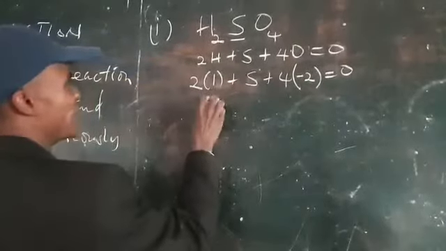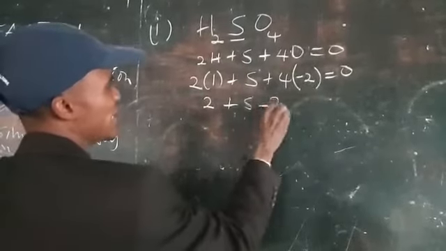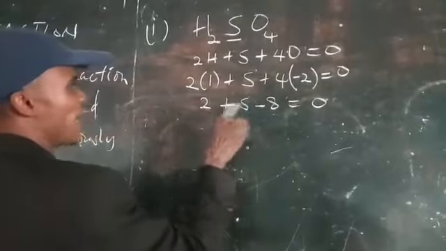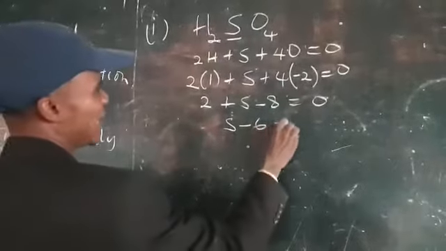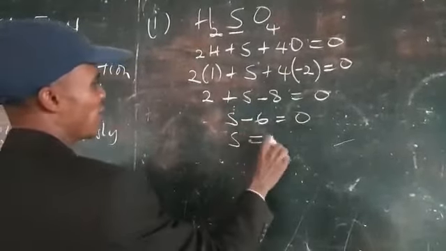2 times 1 is giving us 2 plus sulfur, 4 times -2 is -8. That is giving us 0 here. So we have sulfur, 2 minus 8 becomes -6. That is a simple linear equation. The larger number carries the sign. That is equal to 0 here. We can collect like terms. Sulfur is equal to now 0 plus 6.